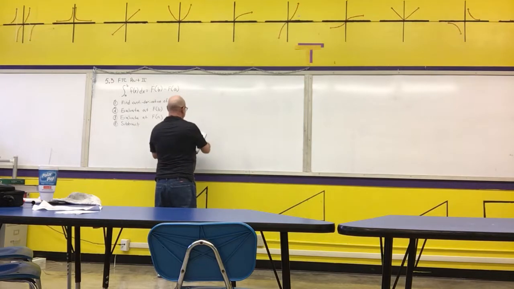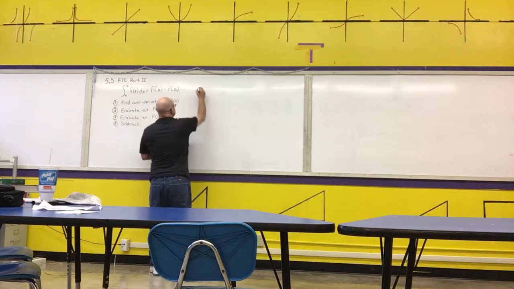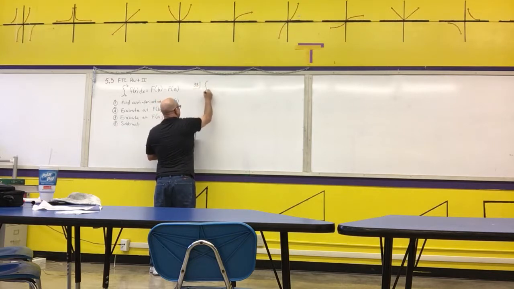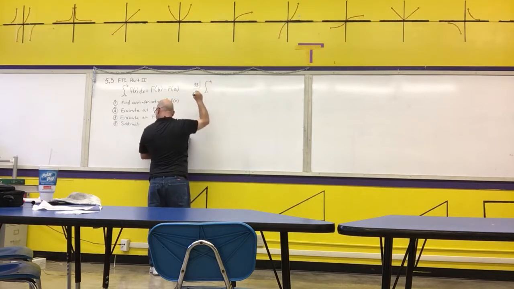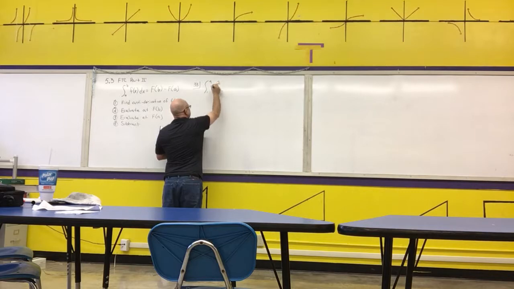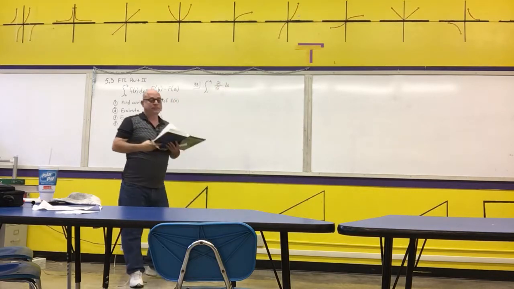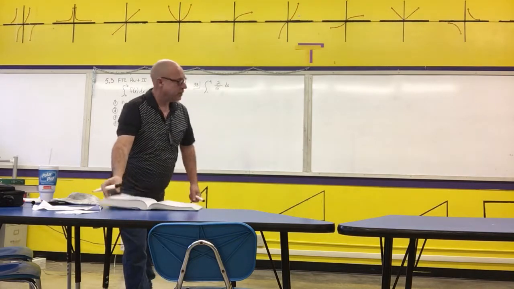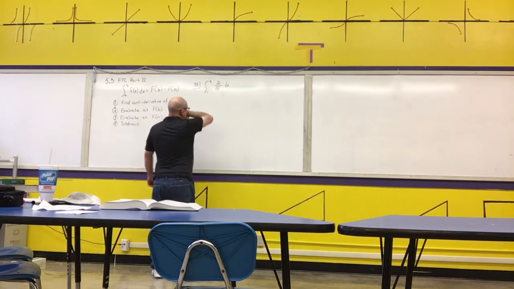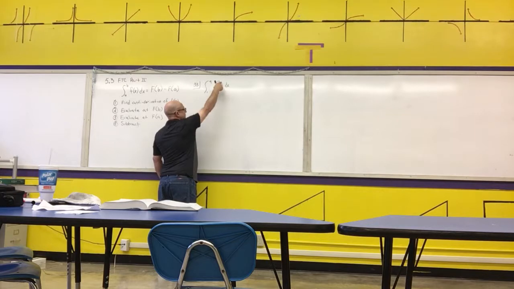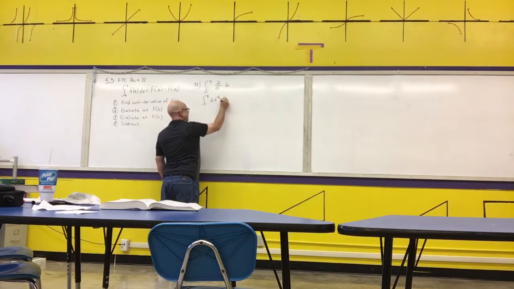Number 33 is the integral from 1 to 9 of 2 over the square root of x dx. Remember, this is x to the negative 1/2. So I have the integral from 1 to 9 of 2x to the negative 1/2 dx.